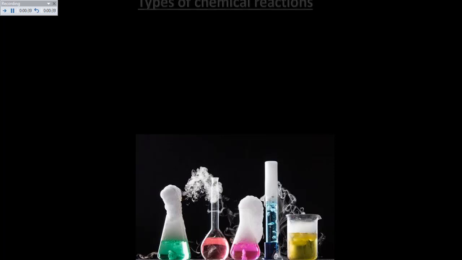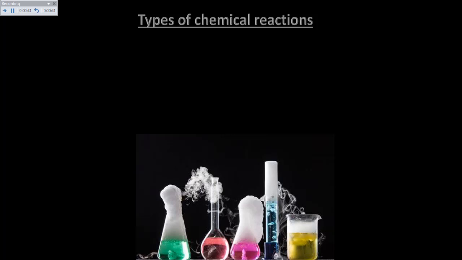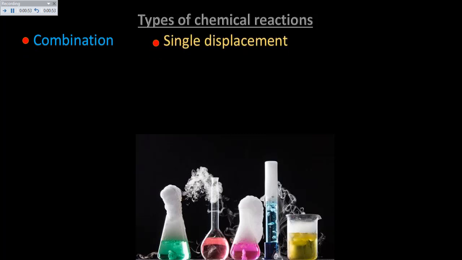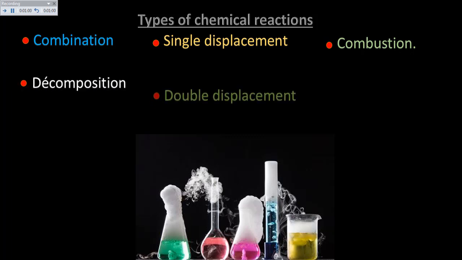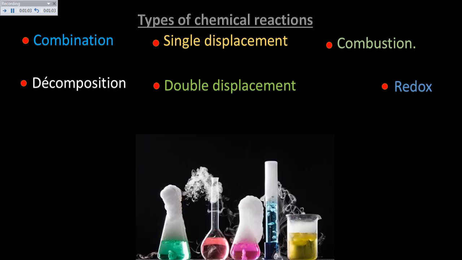Then we introduce the topic. Today we'll be talking about types of chemical reactions. One of the types of chemical reaction is combination. Second, we'll be talking about single displacement. Third, we'll be talking about combustion. Fourth, we'll be talking about decomposition. Then we'll be talking about double displacement, and finally we'll be talking about redox chemical reactions. All of these are chemical reactions that we are going to look at in this video.